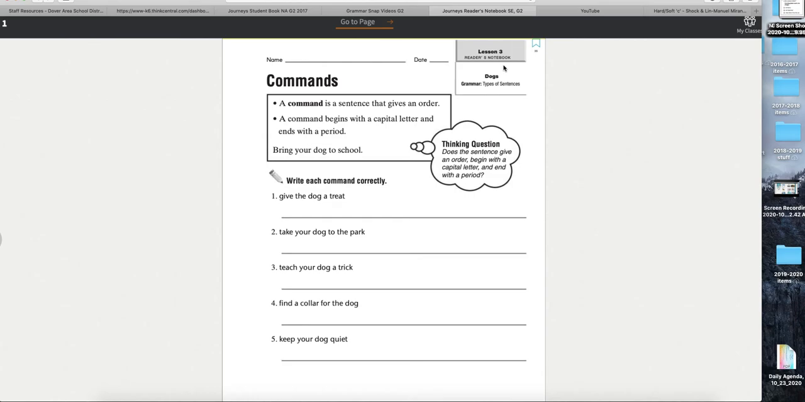Woo! Thanks, Jake. Okay. Moving on to number 4. Find a collar for the dog. What's missing? What's wrong in that sentence? What do I need to fix, Jamie? You gotta put a capital what? On the word find, right? Capital F on the word find.